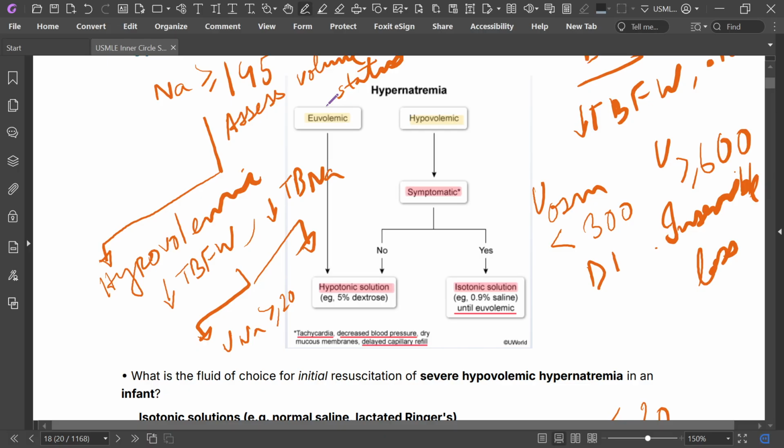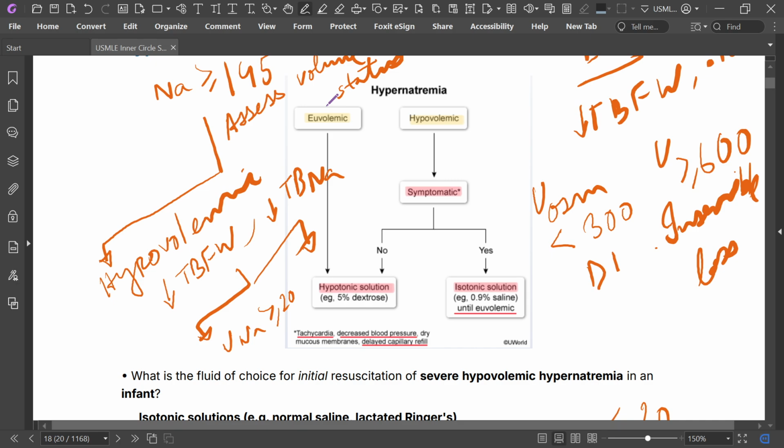So in here, in euvolemic hypernatremia, hypotonic saline or 5% dextrose can be given. In hypovolemic hypernatremia, like diuresis or natriuresis, if it is symptomatic, give isotonic saline 0.9% until euvolemic.